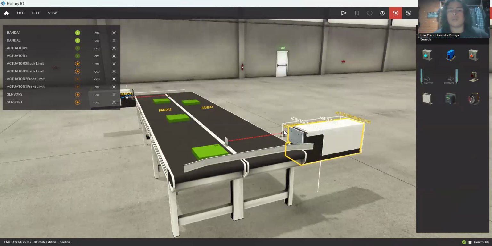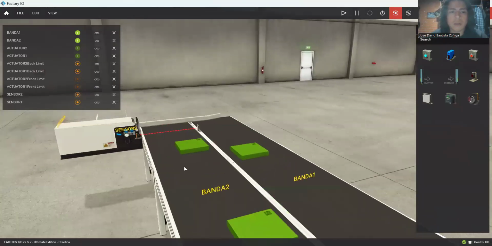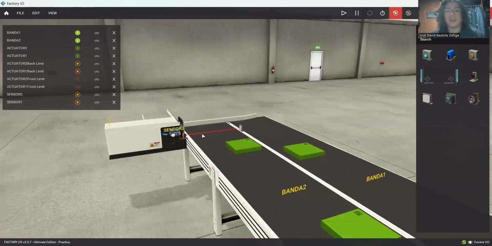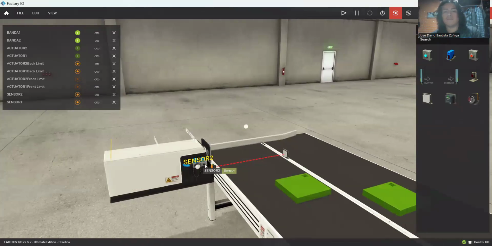Then the duty of the sensor is to sense that there is a box. So it's going to be sensed, and then this pusher is going to be activated and send it to the other band. And same thing for this one. The boxes are going to come in this way, are going to be sensed, and are going to trigger this pusher and send it to the other band.